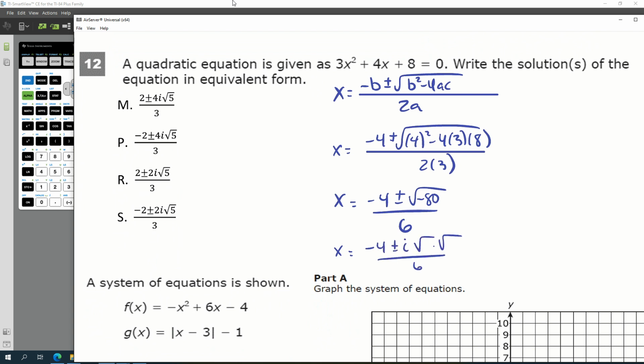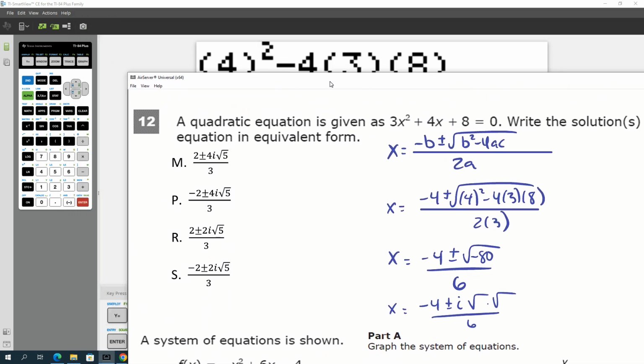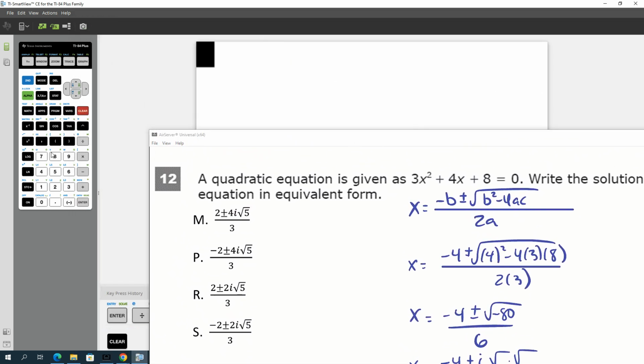And then we need to find the largest square that goes into 80. And it's a good idea to use your resources. We can use our answer choices. All of us have a 5. Now 5 is not a perfect square. That's why it's still under the root. But I can take 80 and divide it by 5, and that should give me a perfect square. And it does. It gives me 16.